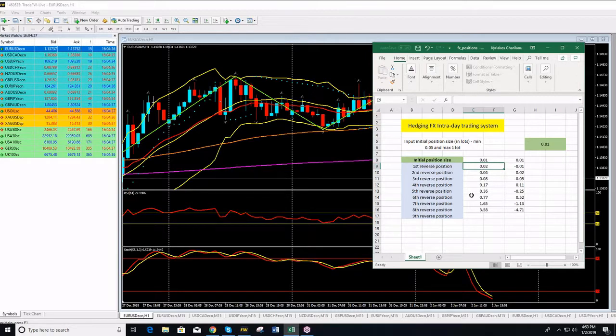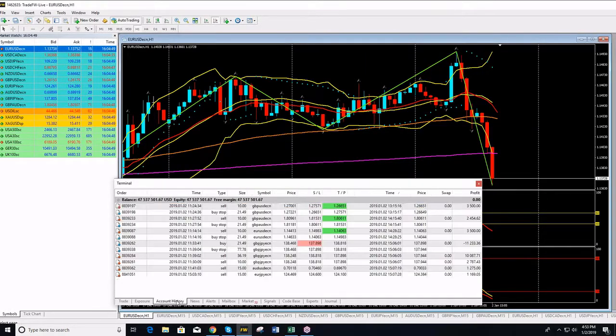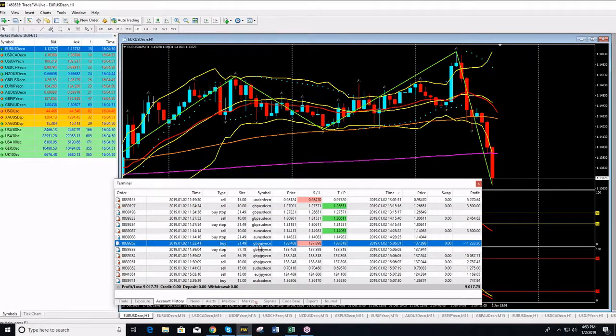This Excel spreadsheet is available to your account managers, and the usefulness of this Excel spreadsheet is to calculate the reversal position sizes. For example, on pound yen, as you can see, let me classify it by symbol.